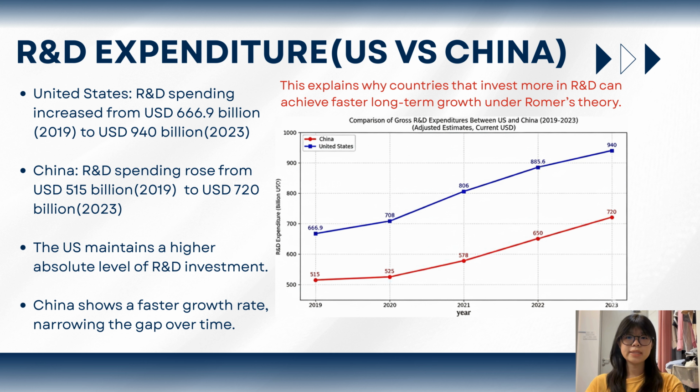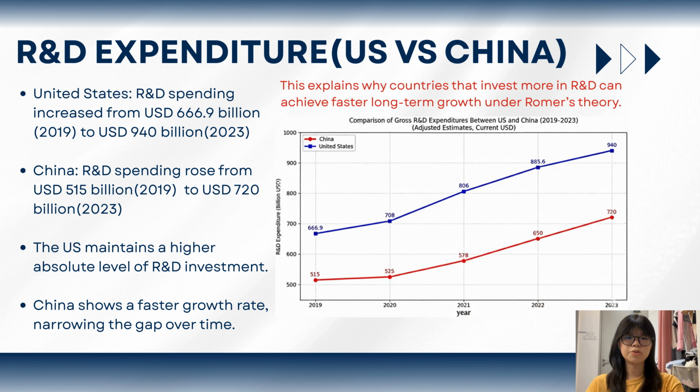Overall, the United States still maintains a higher absolute level of R&D investment. However, China shows a faster growth rate, which means the gap between the two countries is gradually narrowing. According to Romer's endogenous growth theory, higher investment in R&D supports innovation and knowledge creation, which help explain long-term economic growth in both countries.